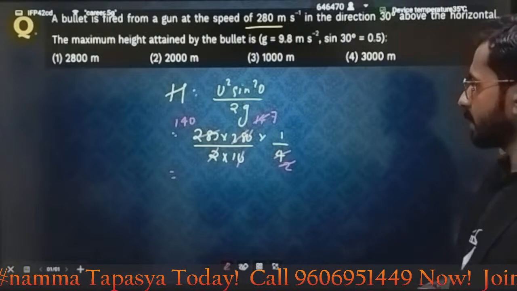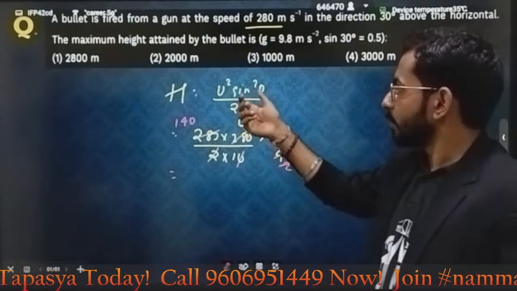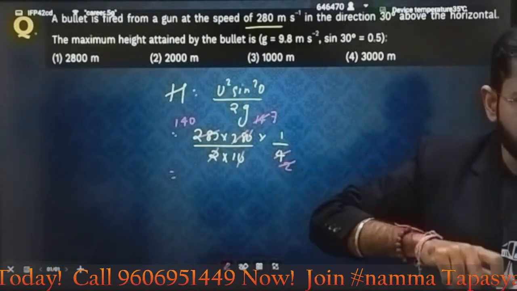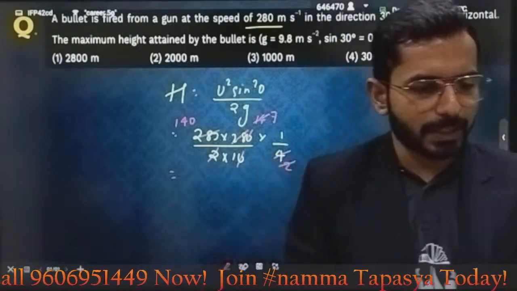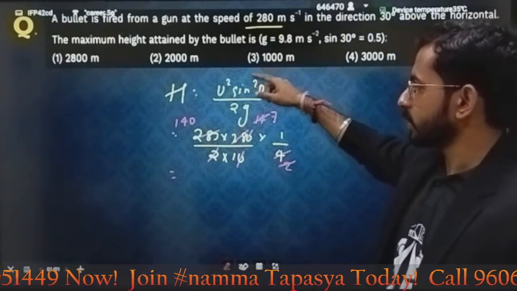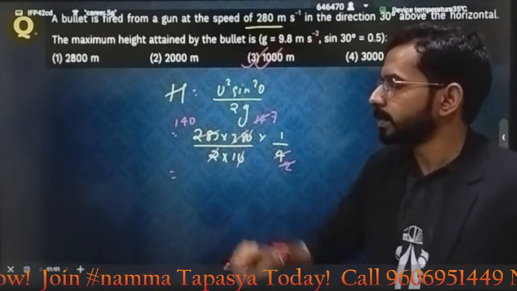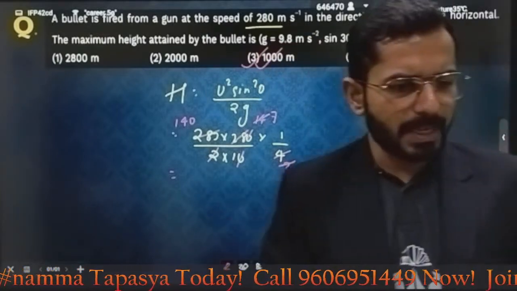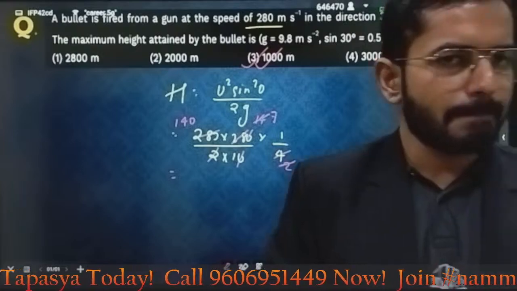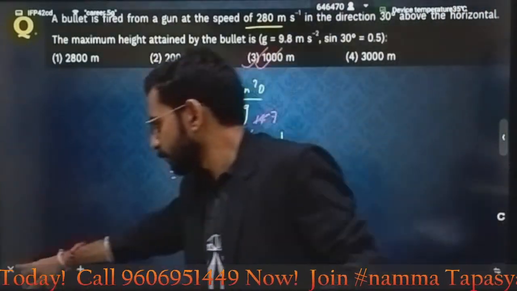But I can say that simply, I have not taken g as 9.8. That's why there is a little bit of variation in my answer, but I know which one is my closest answer. Simply 1000 meter. Option C, correct. Basic formula. Any doubt? Clear? Let's move to the next question.